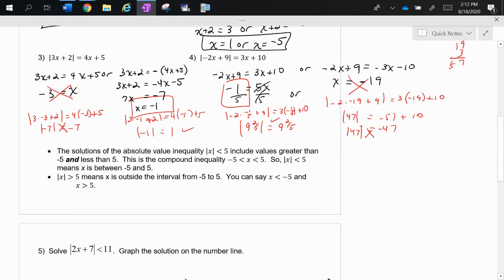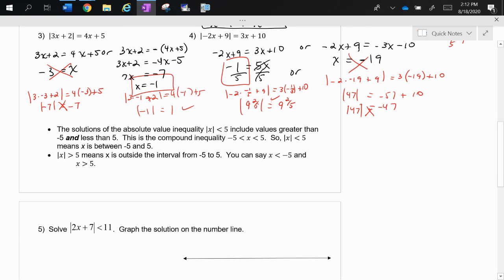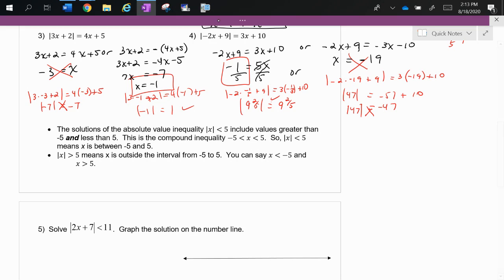Okay. The solutions of the absolute value inequality, the absolute value of x is less than 5, include values greater than negative 5 and less than 5. This is the compound inequality. X is greater than negative 5 and less than 5. Let's highlight that.